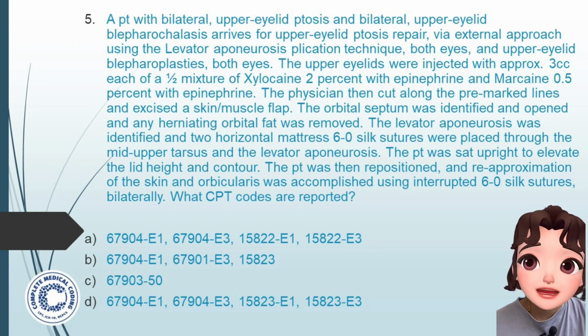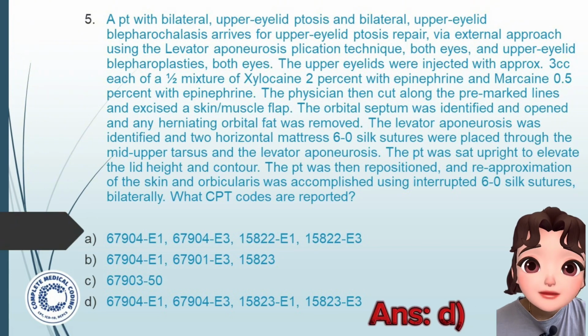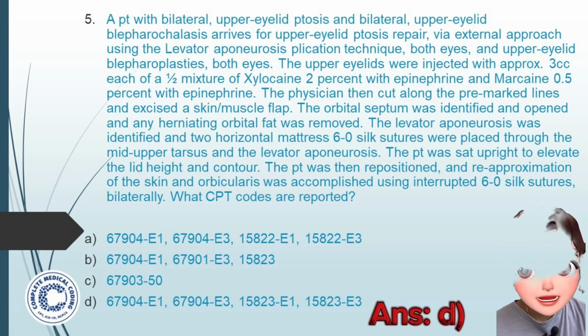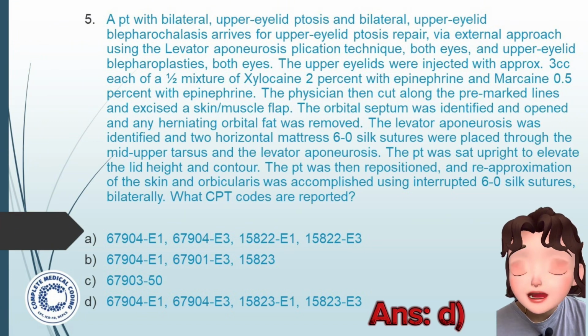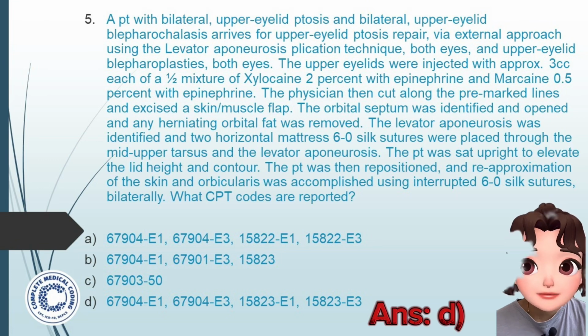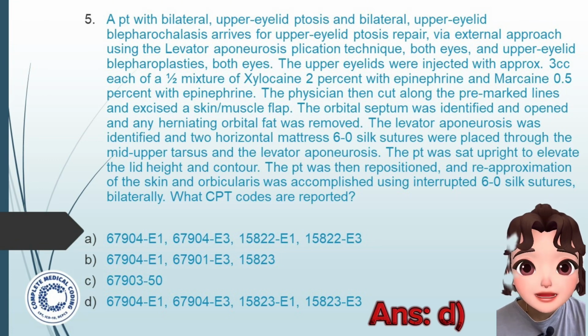So what will be the correct answer? Option D, 67904 with modifiers E1 and E3, and then 15823 with modifiers E1 and E3. Okay, 15823 we have quoted because that represents blepharoplasty upper eyelid with excessive skin which was removed by the physician as mentioned in the third sentence. Okay.